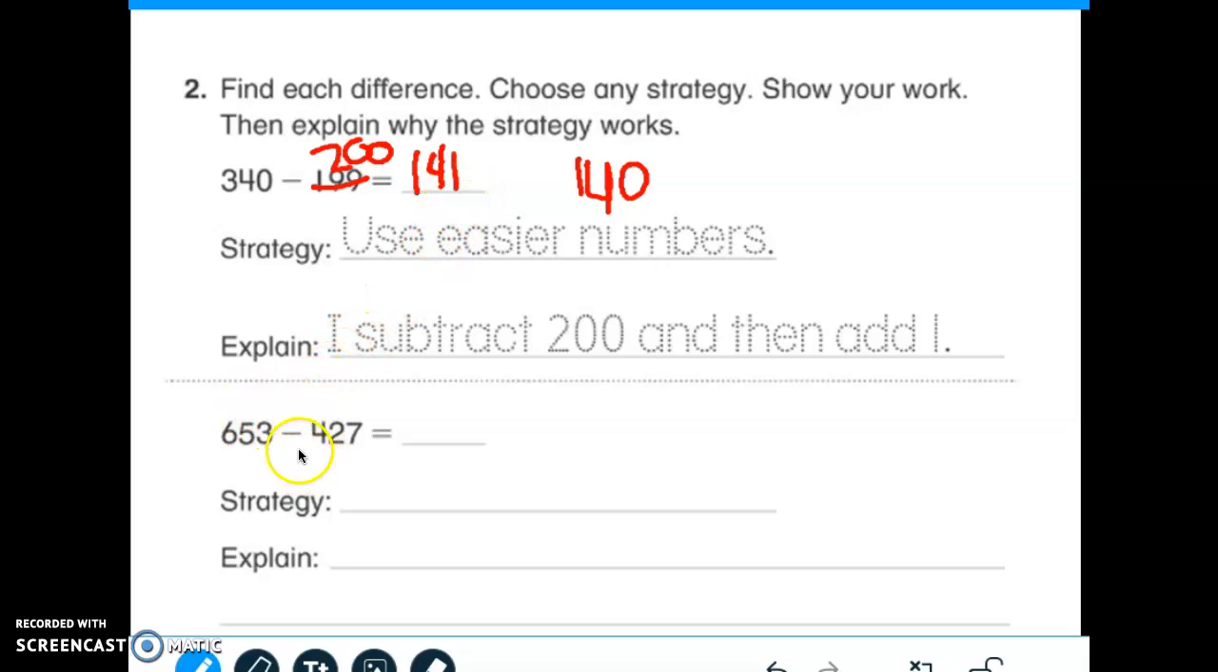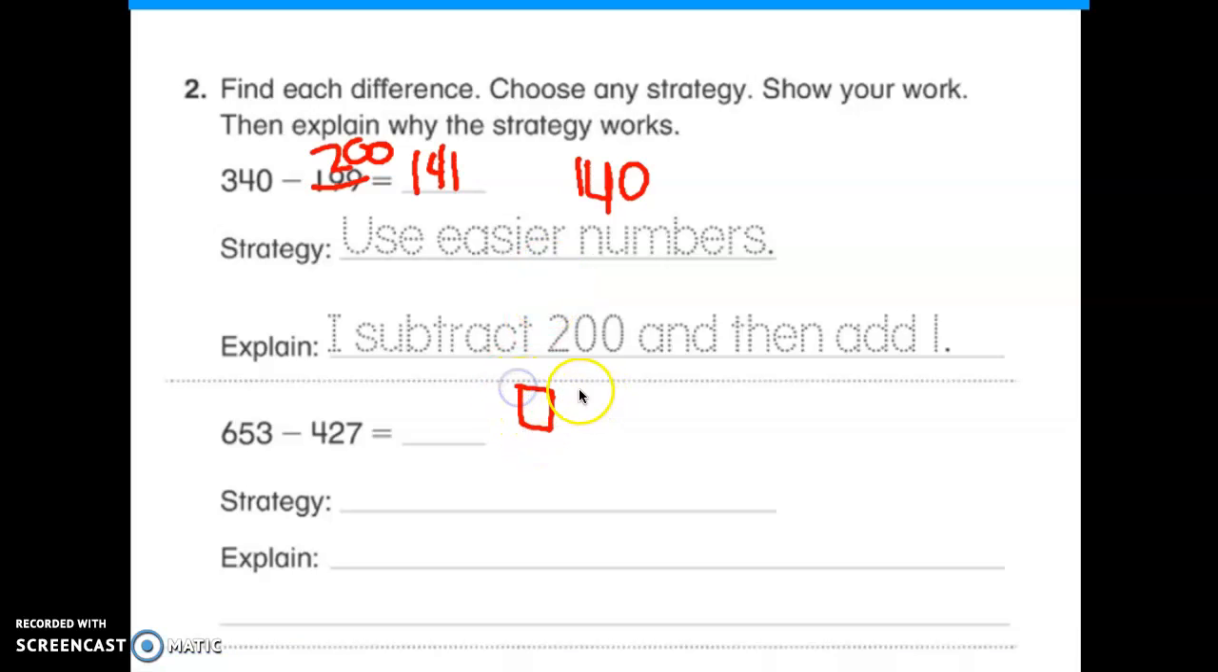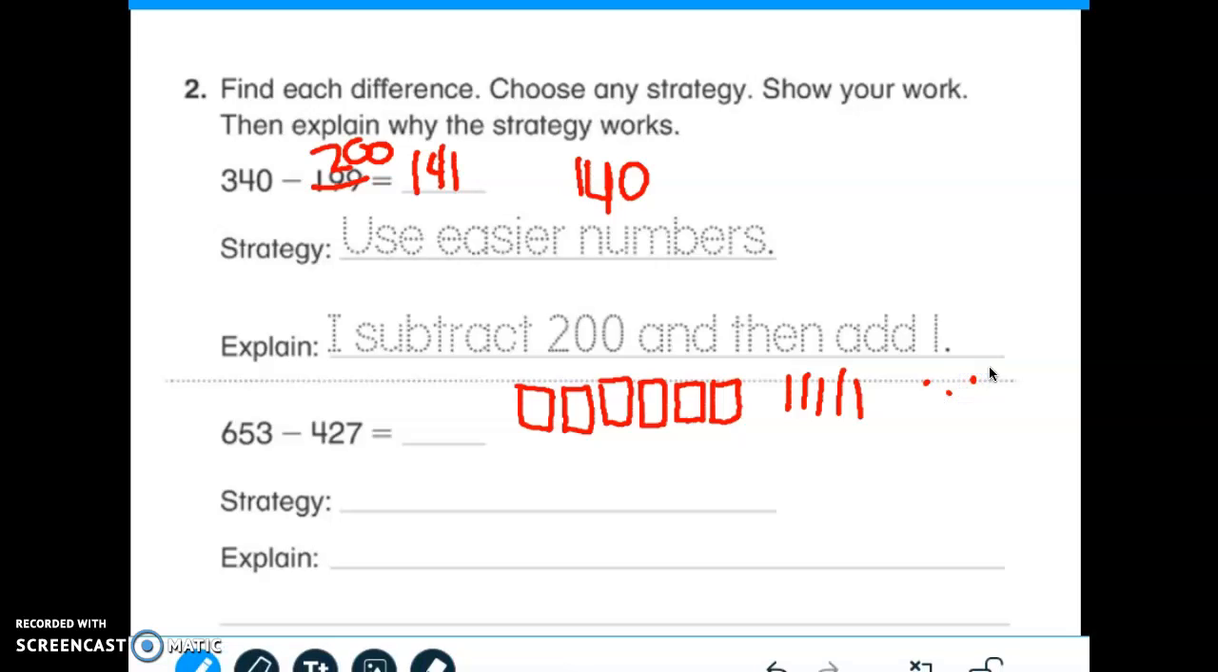For this one, 653 minus 427, I think I want to draw place value blocks. So I like using place value blocks. So if we have 600s, 1, 2, 3, 4, 5, and 6. And then we have 5 tens, 1, 2, 3, 4, and 5. And then we have 3 ones, 1, 2, 3. So there's 653.